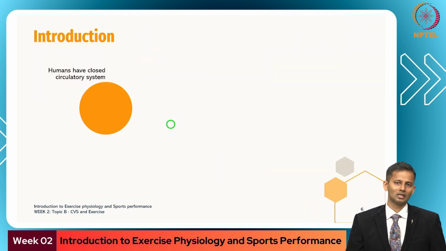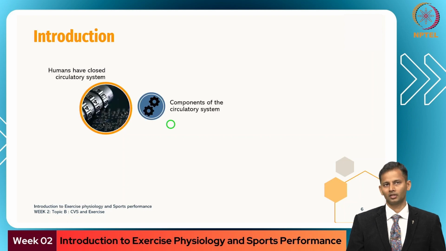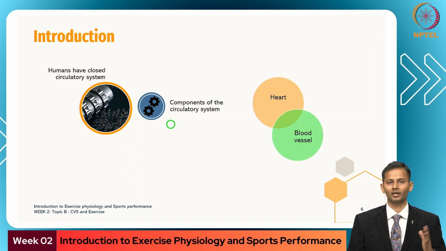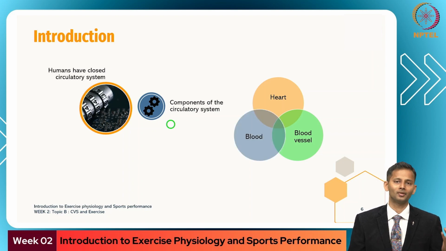The human body has a closed circulatory system, and the components of this closed circulatory system are the heart, which is the pump, and the blood vessels, which are the pipes through which the blood is circulated. The components of the circulatory system are heart, blood vessel and blood. So in this part 1, we will see in detail about these three components.